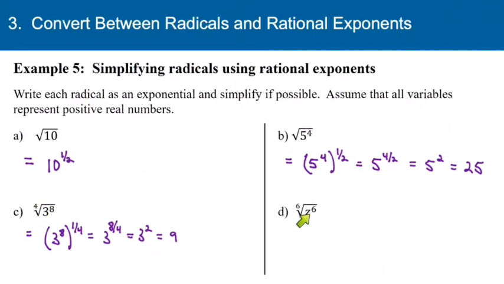And here in part D we have the 6th root of z to the 6th power. So they told us not to worry about what would happen if z was negative. They said assume that all variables represent positive numbers, so we don't have to think about absolute value bars or anything. But if we write this in exponent form, we'll have z to the 6th raised to the 1/6, because this index tells us what should be the denominator here. And 6 times 1/6 is 1. And of course z to the first is just z. So this all simplifies to just z.